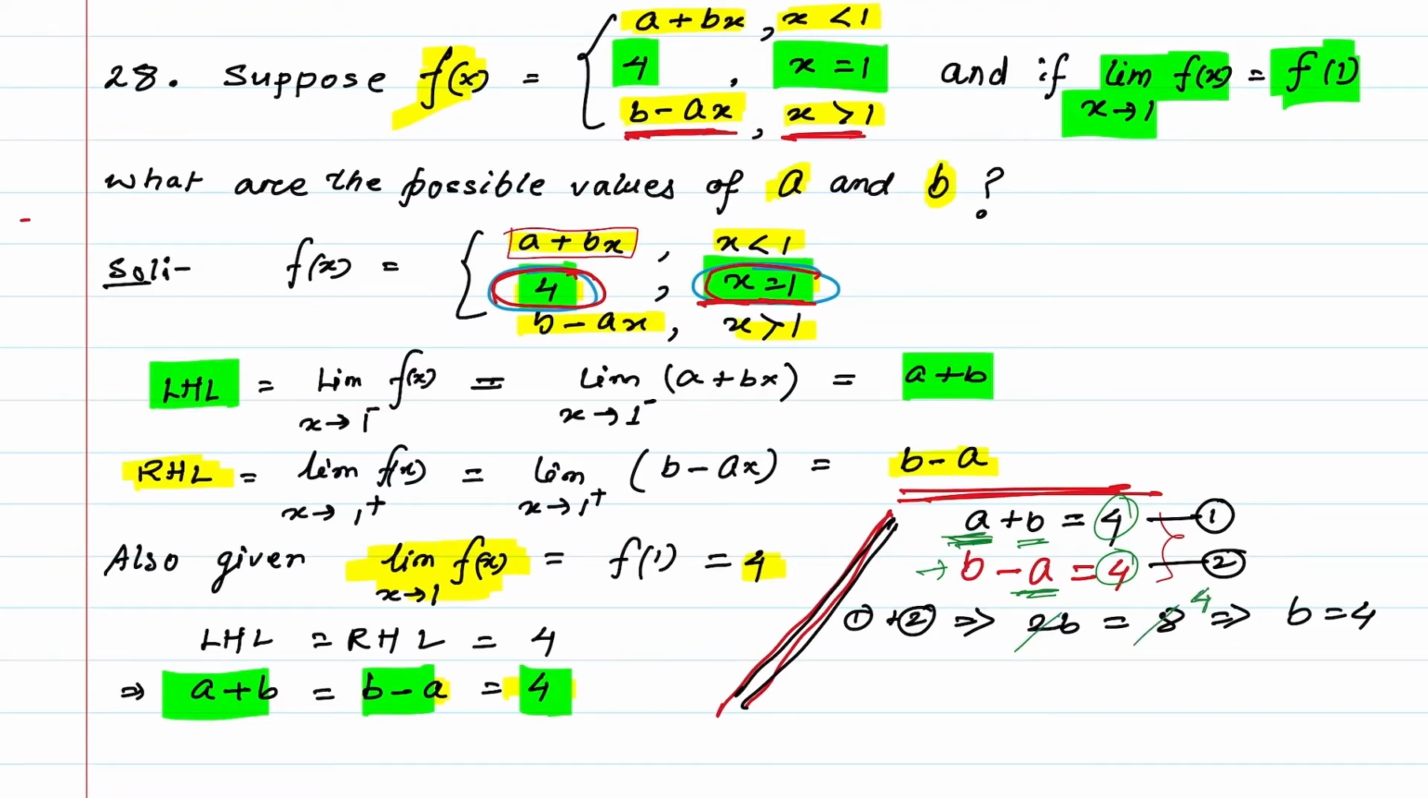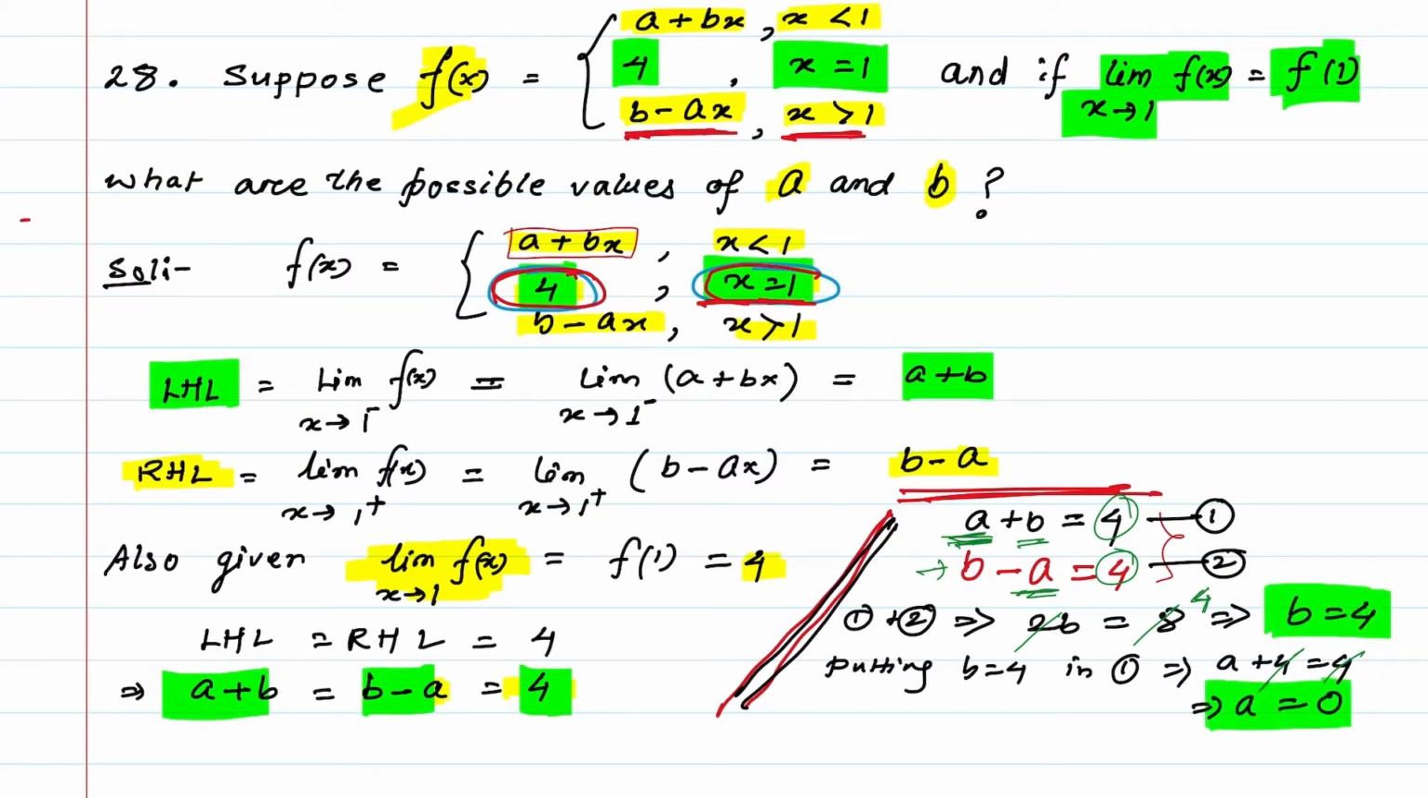Hope you understood that. Now let us put this value of b, b is equal to 4, in equation 1. Then what we will get? a plus 4 is equal to 4. That means 4 cancels, we will get a is equal to 0. So possible values of a and b are a equal to 0, b is equal to 4.